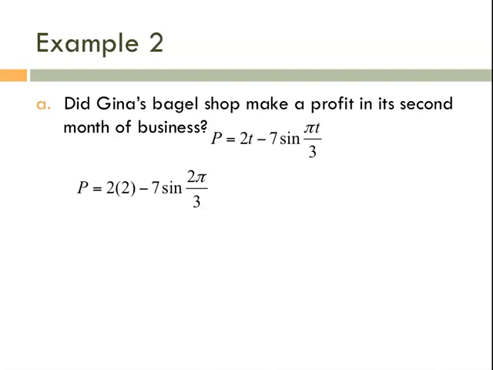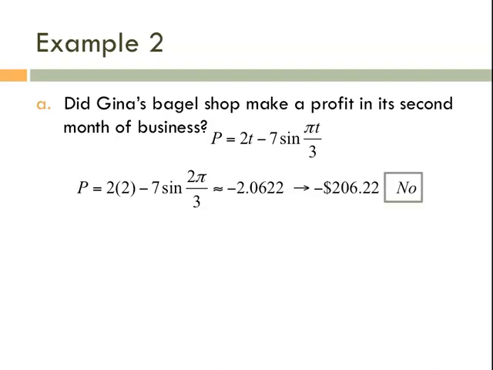So this comes out to be 4 minus 7 times sine of 2 pi over 3, which comes out to be about negative 2.06 or so. Now remember that this is in hundreds of dollars, so this is actually about negative $206.22. So to answer the question, did Gina's bagel shop make a profit? Well, no, because the profit is negative, so the answer would be no.